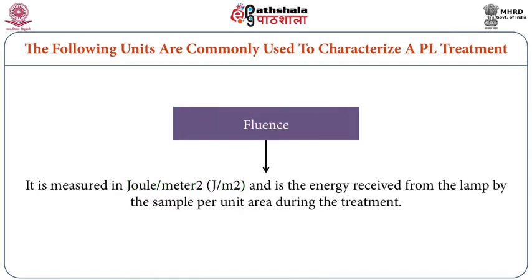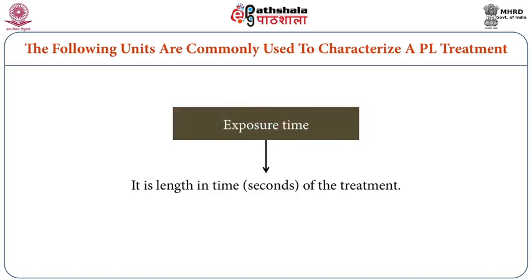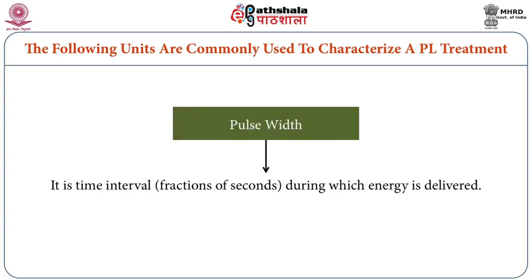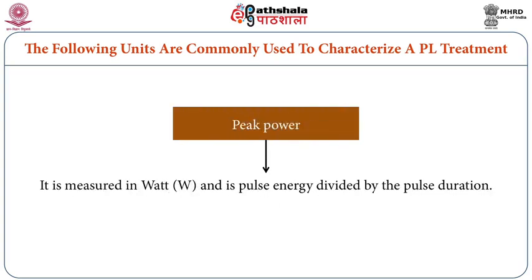And fluence is another important characteristic. Fluence is measured in joules per meter square, and dose is sometimes used as a synonym for fluence. Then exposure time, the length of the treatment in seconds; pulse width; the wavelength in nanometers; and the pulse repetition rate, how many times we can repeat the pulse, which is measured in pulses per second. And peak power, which is measured in watts and is pulse energy divided by pulse duration.